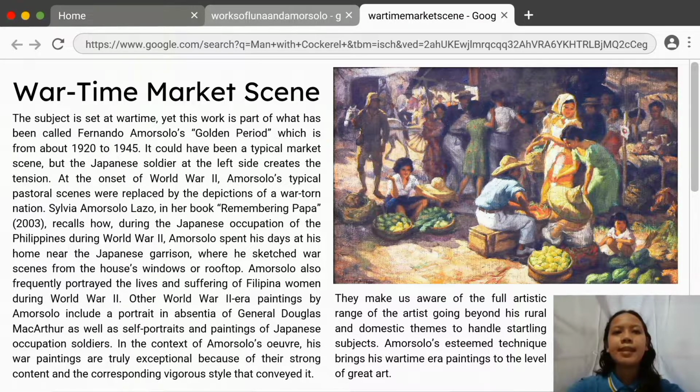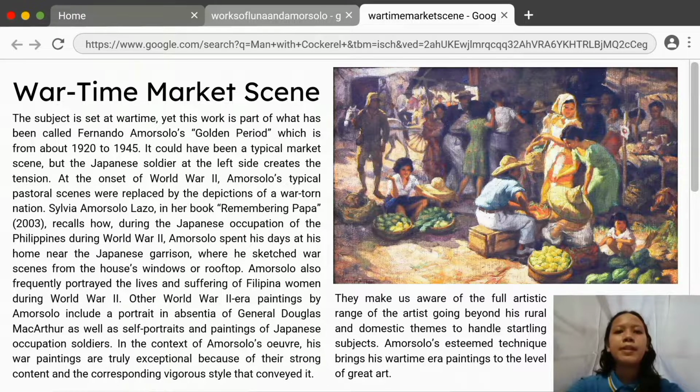The subject is set in wartime, yet this work is part of what has been called Fernando Amorsolo's golden period, which is from about 1920 to 1945. It could have been a typical market scene, but the Japanese soldier at the left side creates attention. At the onset of World War II, Amorsolo's typical pastoral scenes were replaced by depictions of a war-torn nation.